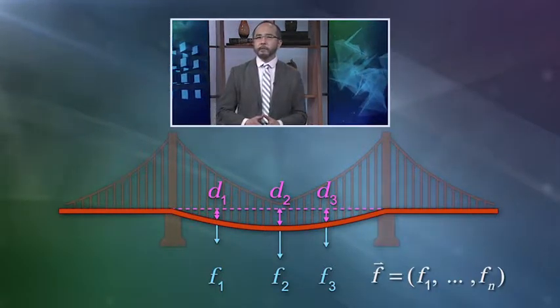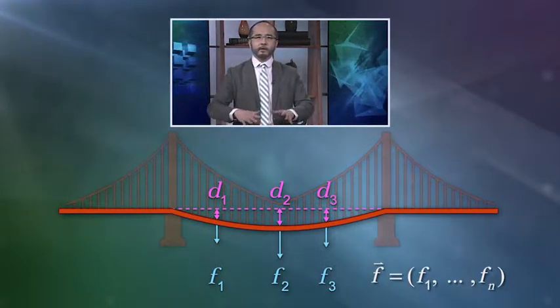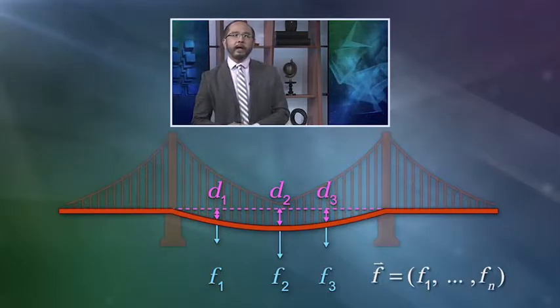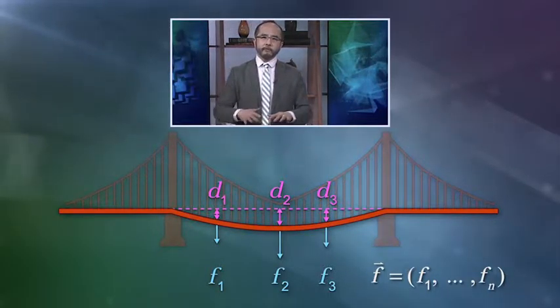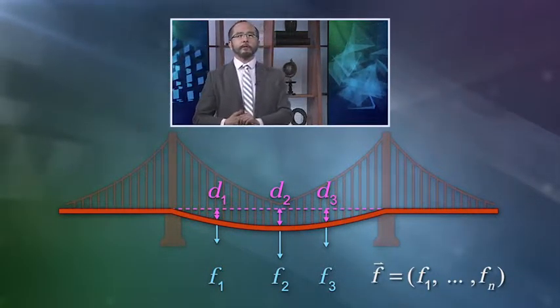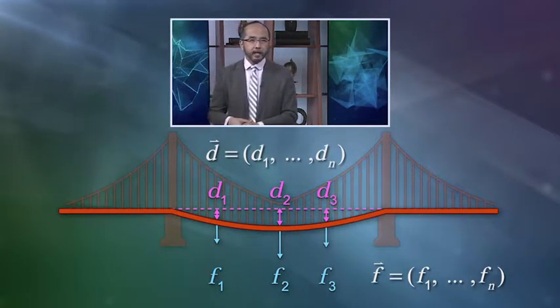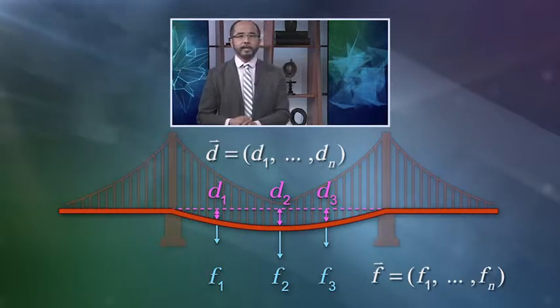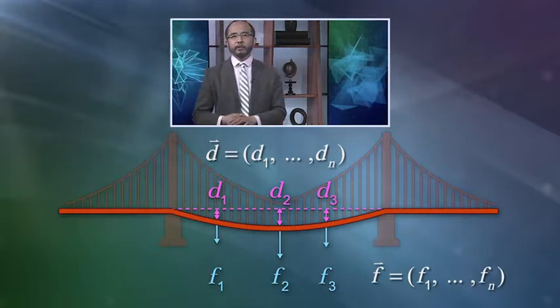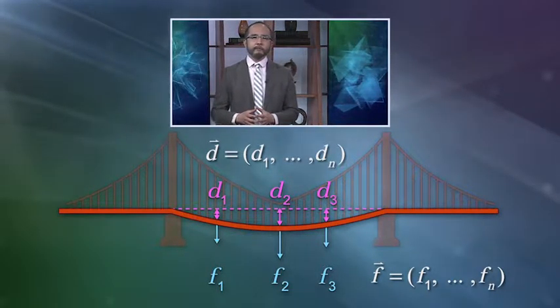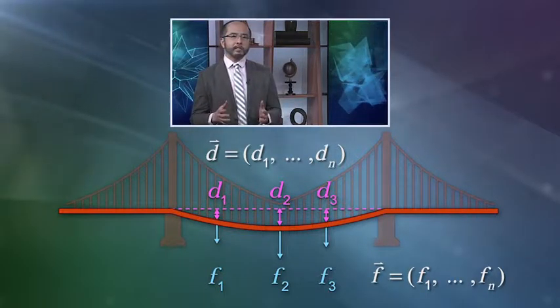And let's imagine that the beam is somewhat elastic, and so it'll bend due to the forces. And at each of those n points, there is a deflection of the beam from the horizontal. Those displacements will be recorded in a vector d with components d1 through dn. We're interested in the relationship between the force vector F and the displacement vector d.